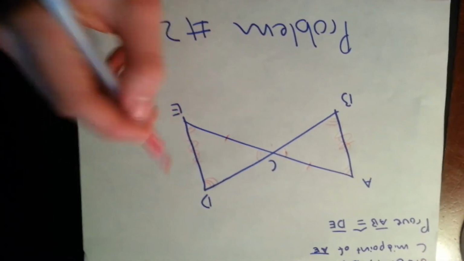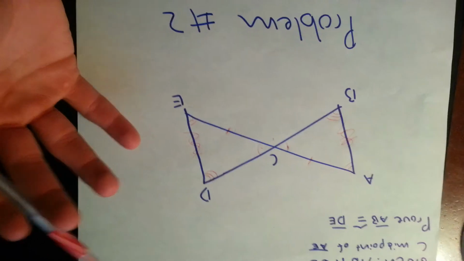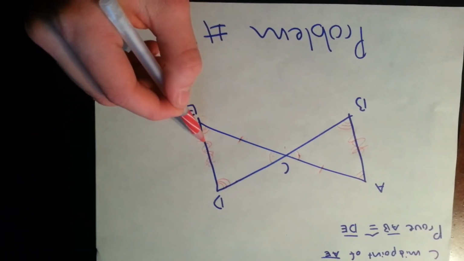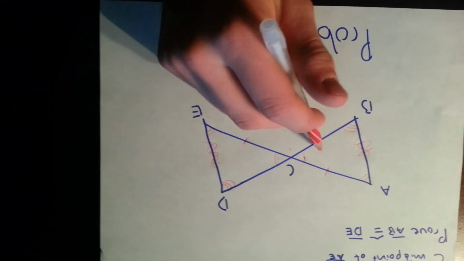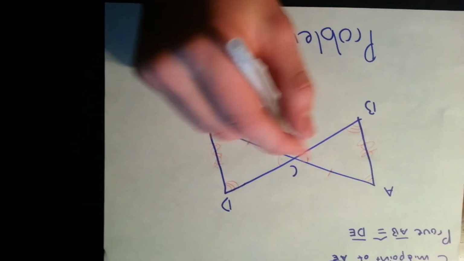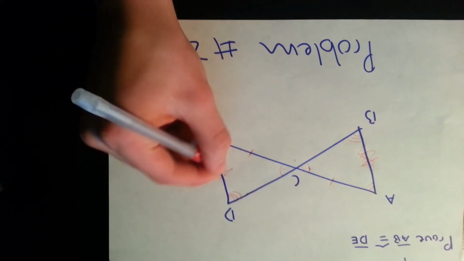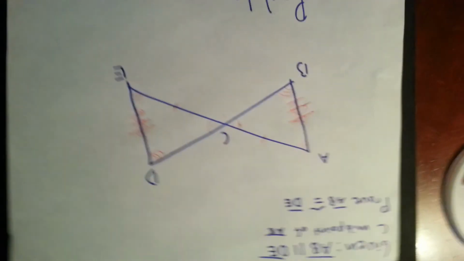DE right here, that means that since corresponding parts of congruent triangles are congruent, since this corresponds to this on this triangle, so AB corresponds to DE, and they're congruent because of angle side angle, this automatically makes these two parts congruent. So you can mark that like this. That is proof number 2.